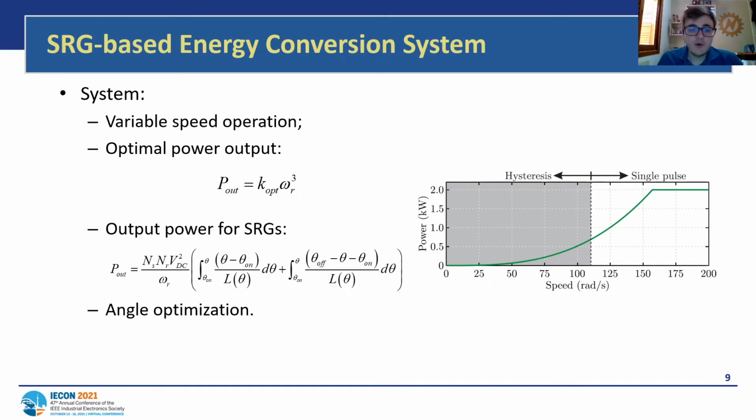For variable speed operation, an optimal power output profile can be determined by the following equation, where it's directly related to a coefficient multiplied by the speed cubed. Moreover, we can see that the output power in switched reluctance generators is directly affected by the firing angles. This means that optimizing these variables can help to optimize the power output of the generator. We can see here on the right that we're going to be working in the shaded area, where it's below base speed and hysteresis current control is applied.